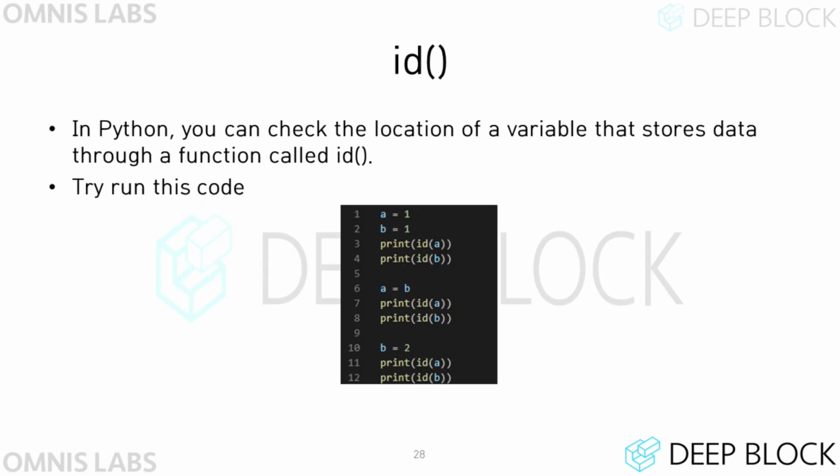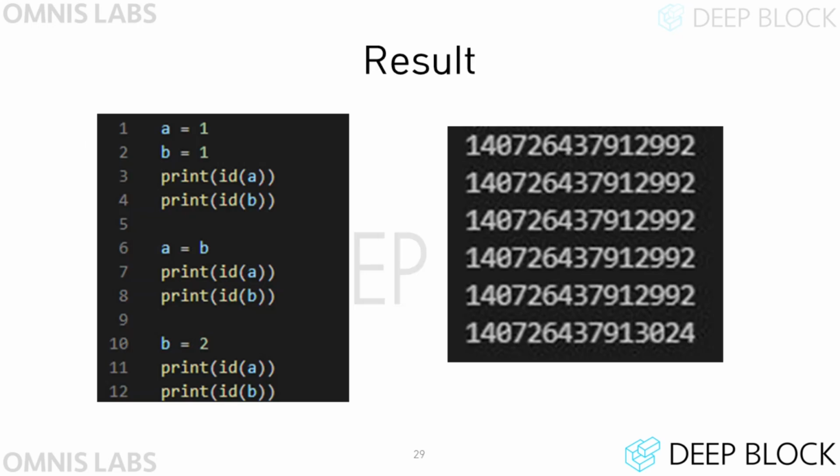The id function is a function that checks which data is stored at which address in memory and returns the address. The returned address value is a number. Predict what values will be printed when you run the code on the screen. If we run the program shown in the previous slide, we can see that the following values are printed.